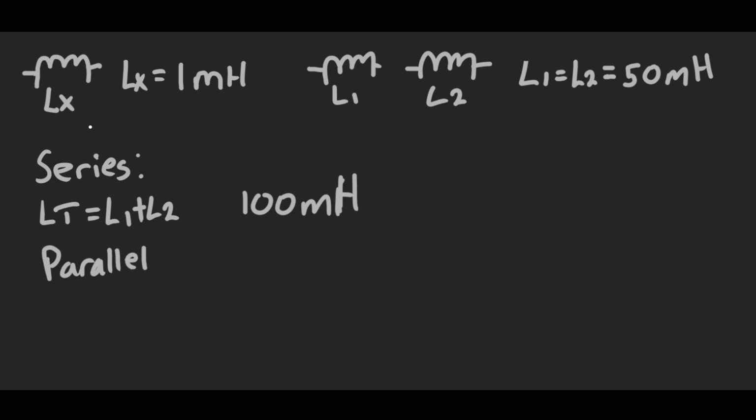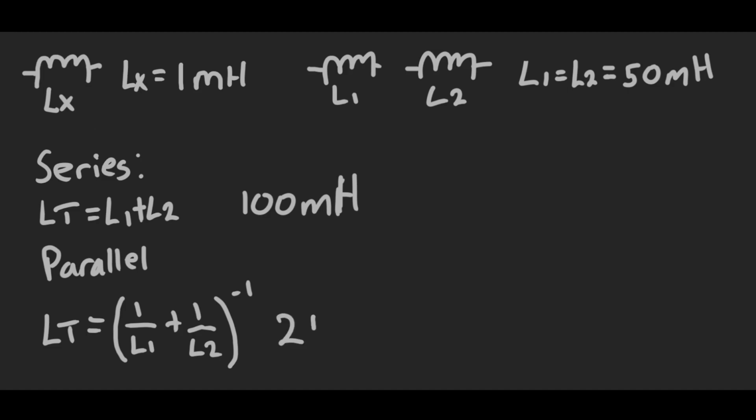Now for a parallel connection, we have to use the parallel formula in this form. LT is equal to 1 over L1 plus 1 over L2, all of that in a bracket, raised to the power of minus 1. If we insert those values, we get a value of 25 millihenry.